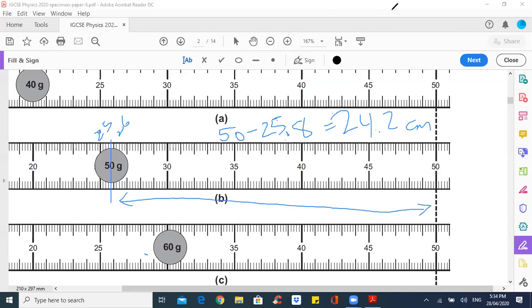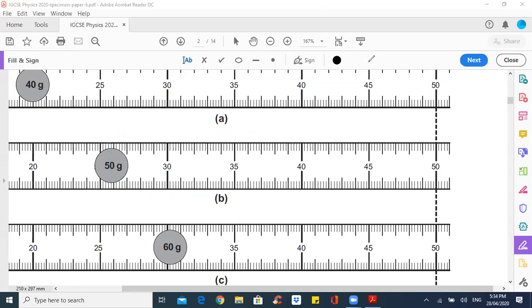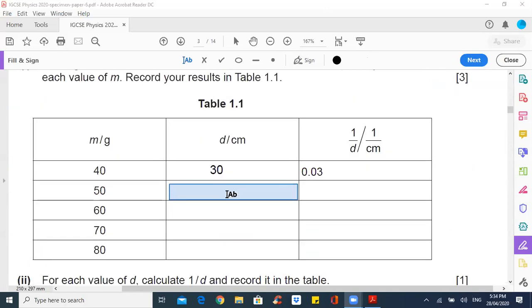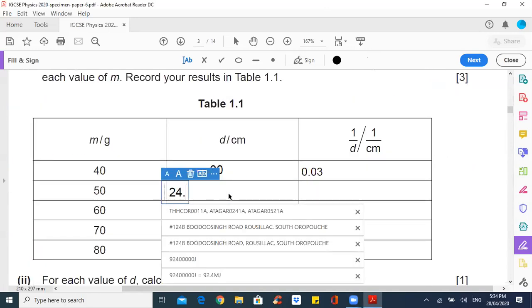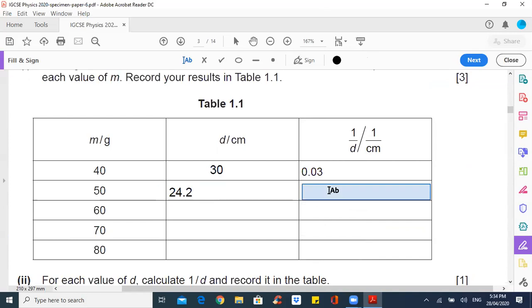Right, so your second one here, we're going down. The second one is 24.2, we just got. Alright, and so it'll be 1 divided by 24.2. How do we get the 1? We're using this equation, 1 over d. So it's going to be 1 over, what was it, the value? 24.2, which is 0.04. Right?